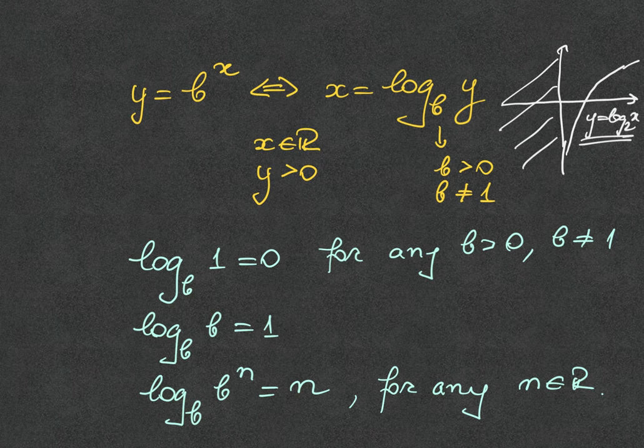Now, other properties are: log in the base b of 1 is 0. Log in any base of 1 is 0 because any number to the power of 0 is 1. Log in the base b of b is 1, where b is any base, because b to the power of 1 is b. Log in the base b of b to the power of n is n, because b to the power of n is b to the power of n.